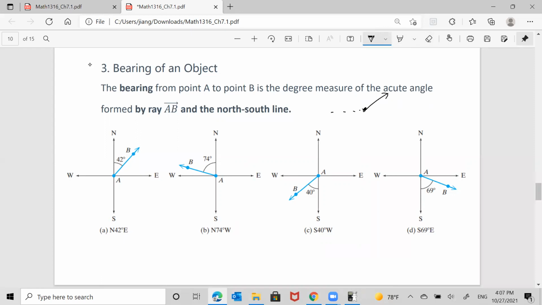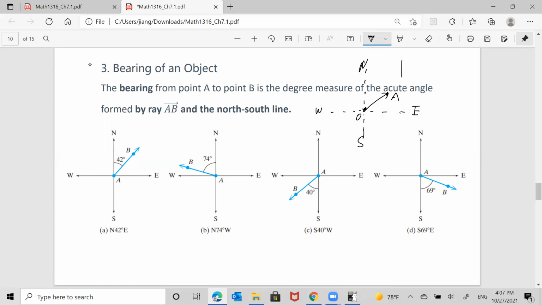First, we draw a horizontal line that represents west-east. And then we draw a vertical line for north-south. And then we just measure this direction by bearing from here to here. For example, from O to the point A. And then how to describe the bearing from O to A?